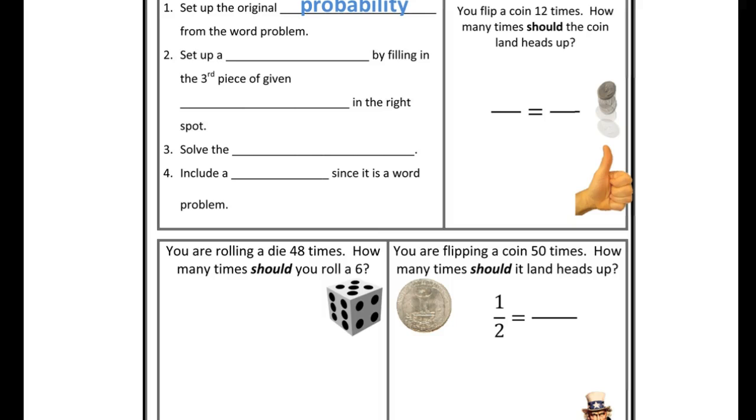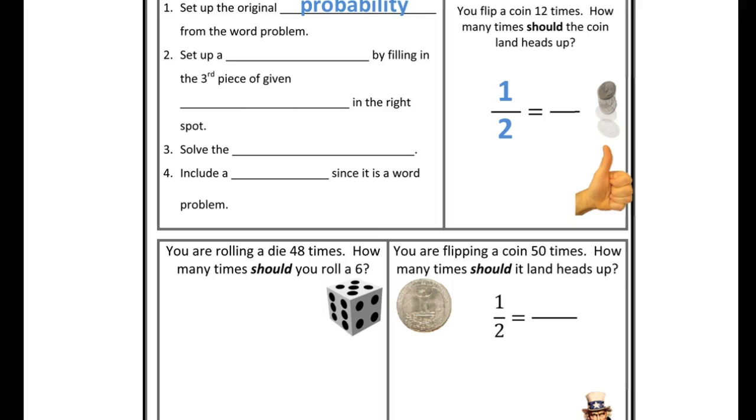You flip a coin 12 times. How many times should the coin land heads up? Well, this is a known situation. We know the probability of a coin flipping is 1 in 2. There's one specific event, 2 total outcomes.